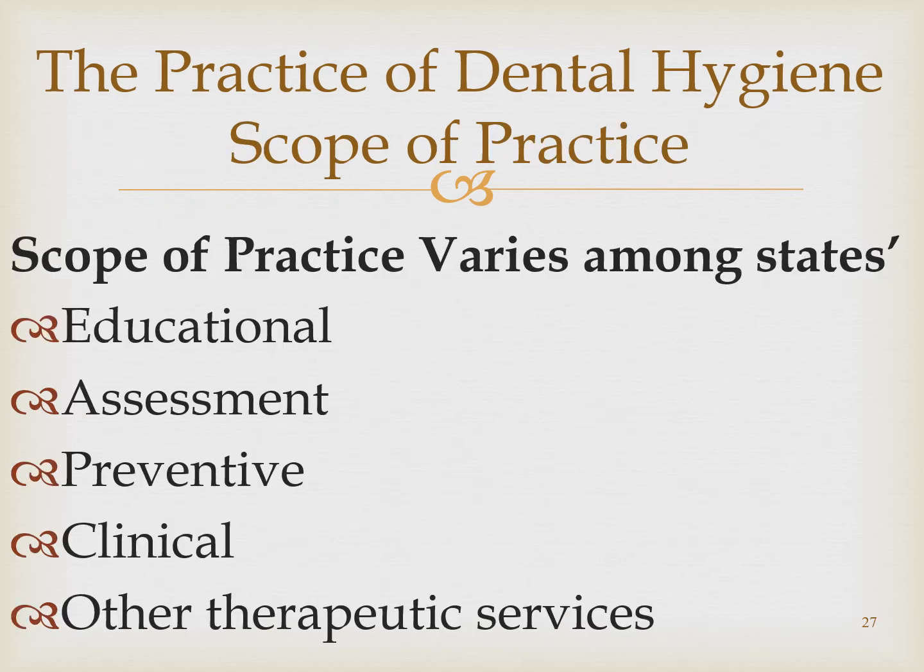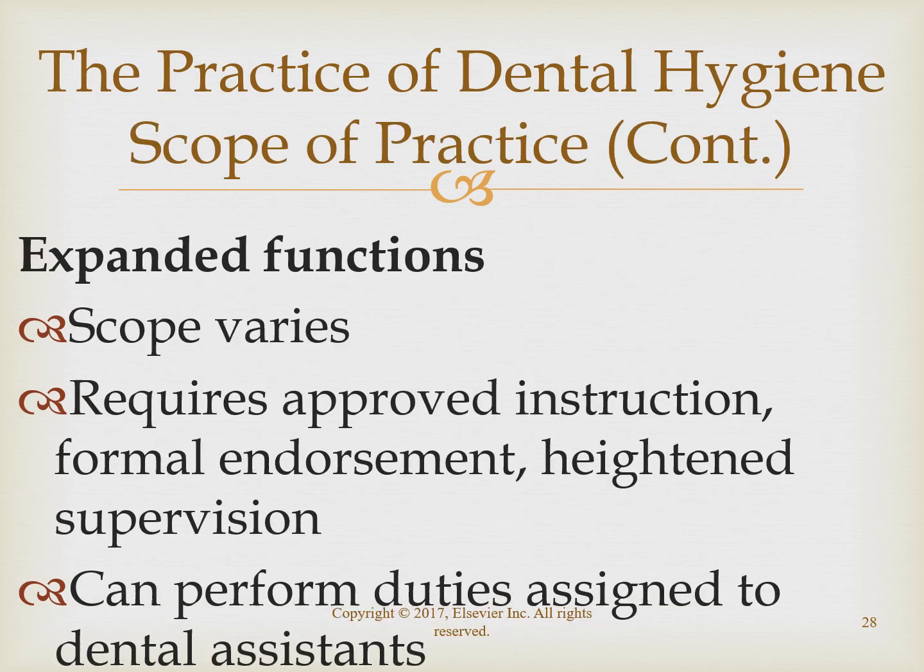Okay, so scope of practice. This is a test question that a lot of people miss. I don't know if they don't understand the word varies. It means it's different among different states. The scope of practice varies among states. It is not the same in every state. So your educational, assessment, preventive, clinical, and other therapeutic services could be different from state to state.